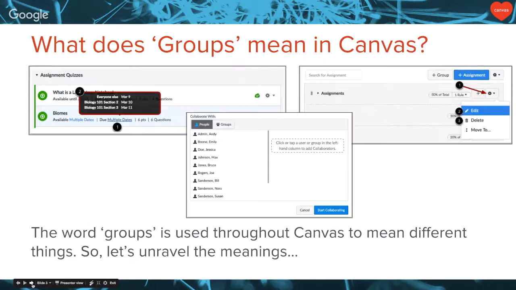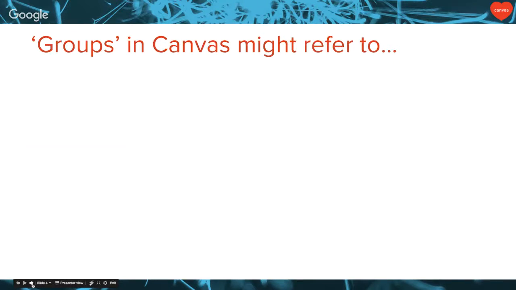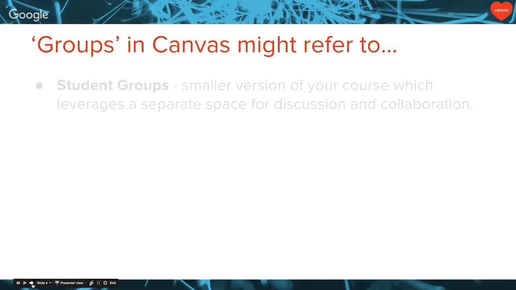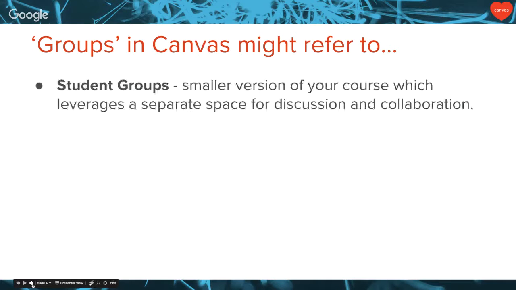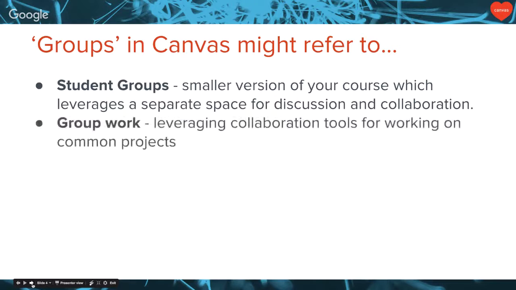So Rob and I have been doing these sessions on groups in Canvas, and we thought it might warrant a series because we always come across the question, what does groups mean in Canvas? The word groups is used throughout Canvas to mean a lot of different things. And so our hope is that this series continues to unravel those meanings. So for instance, groups in Canvas might mean student groups, which is a smaller version of your course, which leverages a separate space for discussion, collaboration. It could mean group work, where you leverage the collaboration tools for working on common projects with other students.